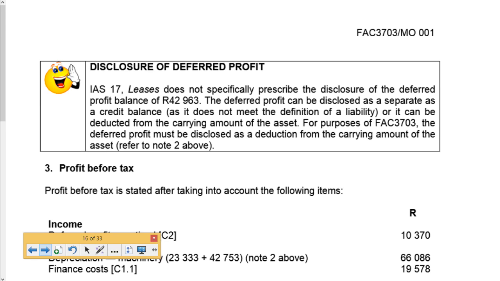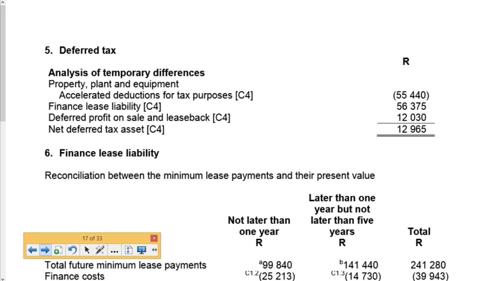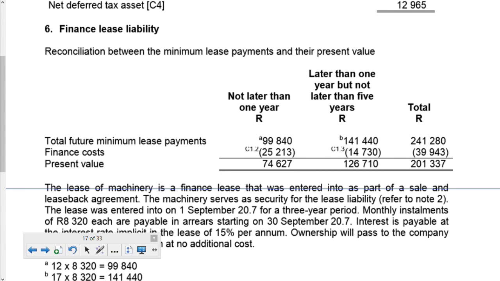Then in the profit before tax note, we have the income that was amortized, the 10. We have the 2 bits of depreciation, and we have the interest from our calc. They then do a tax and a deferred tax note, which I'm not going to really worry too much about. I'll talk to you about tax now. We do a finance lease liability note, and here's the amounts for our finance lease liability. Total, non-current, current. And then the lease payments is just 12 months, the rest of the months, and so on.